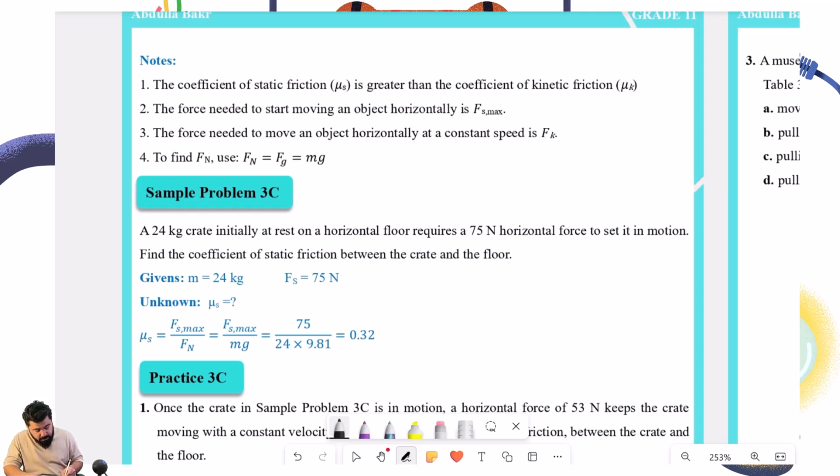So it says a 20 kilogram crate initially at rest on a horizontal floor requires a 75 Newton horizontal force to set it in motion. So this is going to be the static friction. The object is not moving. Find the coefficient of static friction between the crate and the floor.